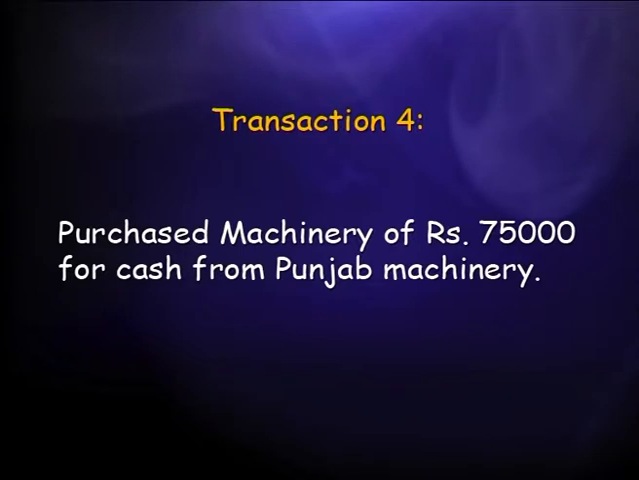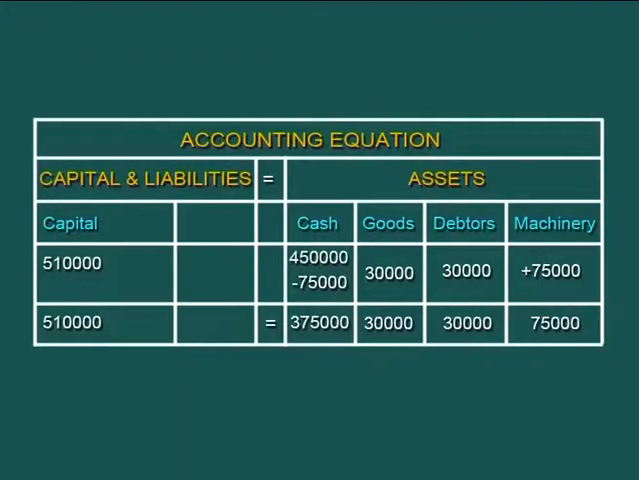In the next transaction, let us say there is a purchase of machinery for rupees 75,000 for cash from Punjab Machinery. On one side of this transaction is machinery that you are bringing into the business, a new asset, and on the other side there is a decrease of 75,000 rupees of cash. So, what we see is cash decreases from 4 lakh 50,000 to 3 lakh 75,000, that is 4 lakh 50,000 minus 75,000 rupees, while a new asset, machinery, is generated for 75,000 rupees.